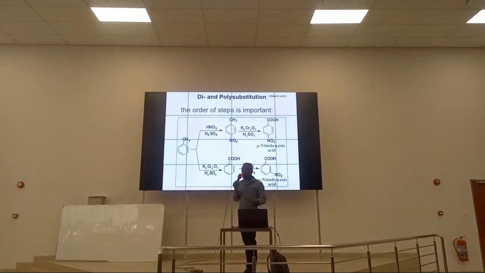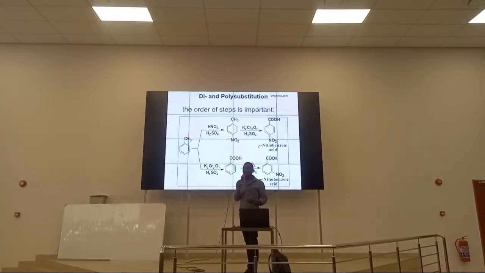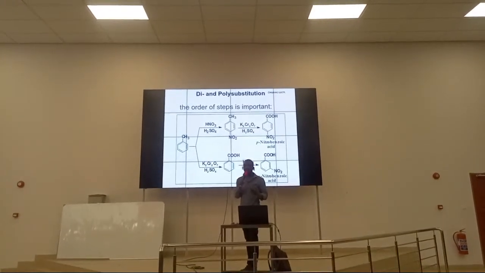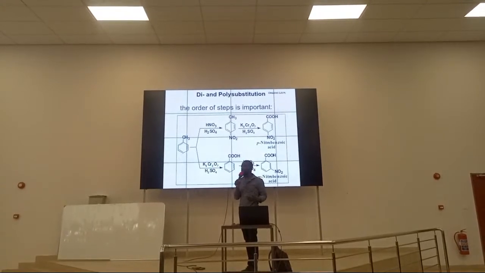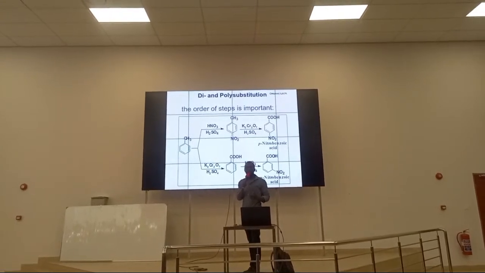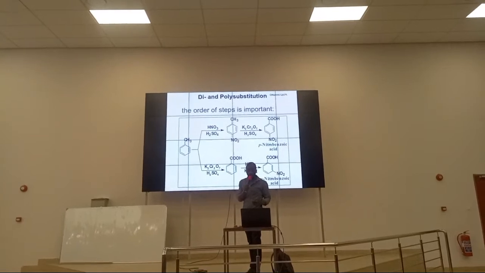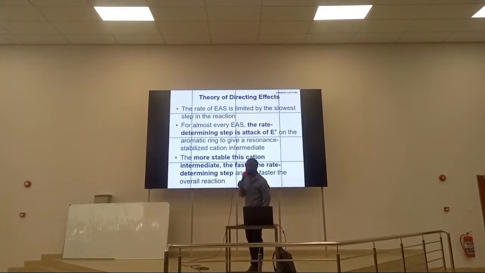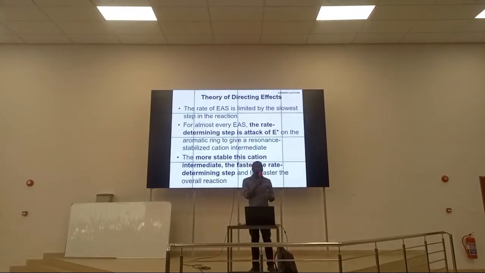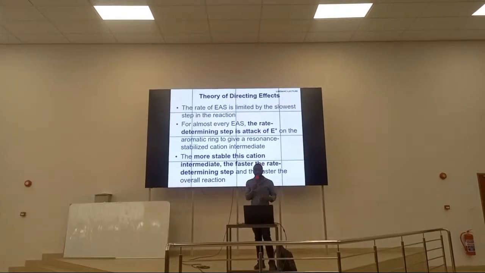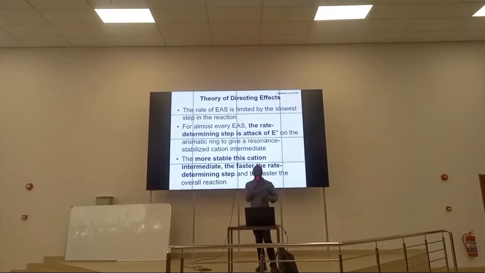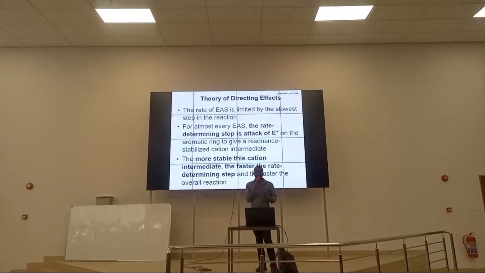So let us now look at why the carboxyl is a meta-director. Why is a methyl an ortho-para-director? Why is a cyano and also the nitro a meta-director? Why are chlorine and bromine ortho-para-directors as well? So we are going to look at the theory of directing effects. Okay, so that is what now explains these directing effects between the reacting substituted benzene and also the incoming electrophile.